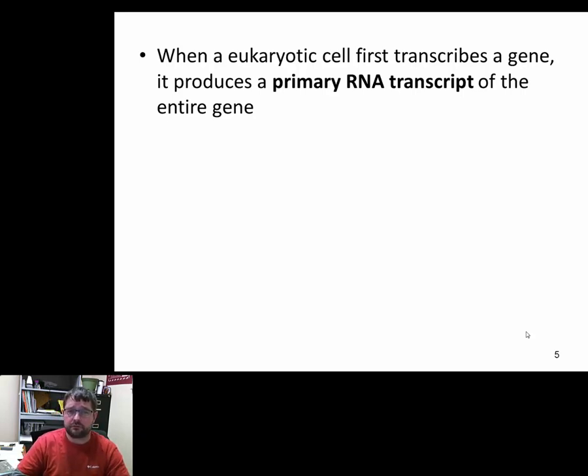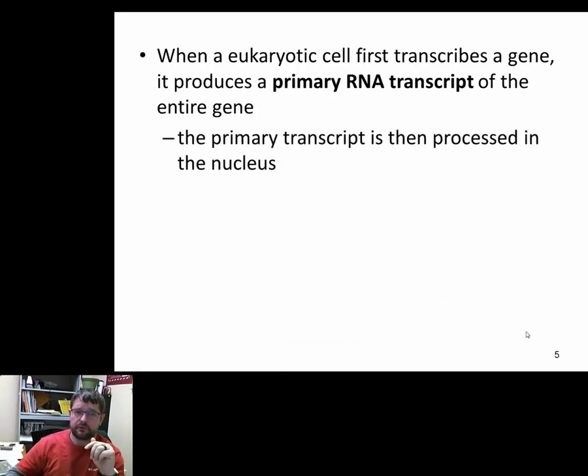First of all, that DNA sequence, that DNA gene, first becomes transcribed and it forms what we call a primary RNA transcript. This primary RNA transcript is a sequence that is basically the RNA equivalent to the entire gene. This would include the introns and the exons, so the entire gene, introns and exons, and this is going to occur inside the nucleus.